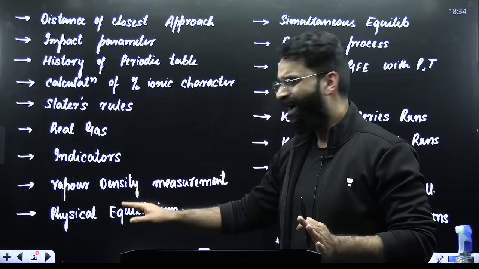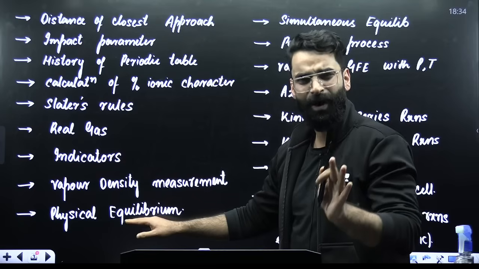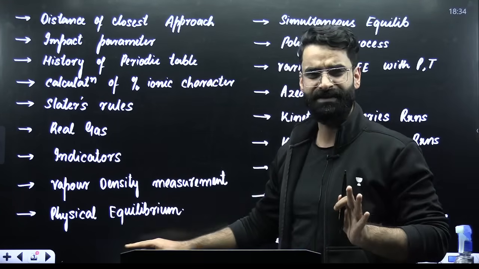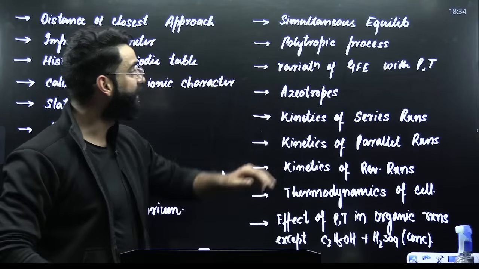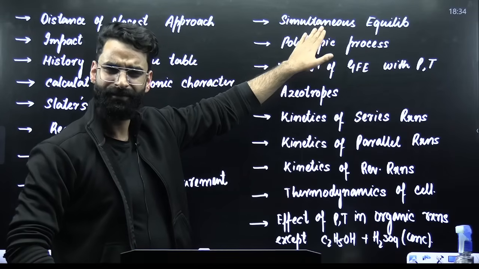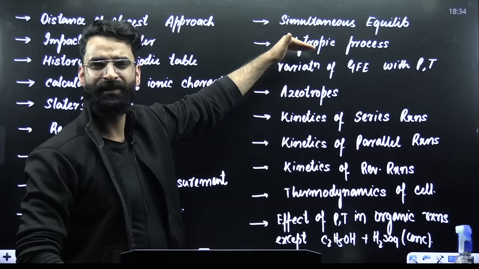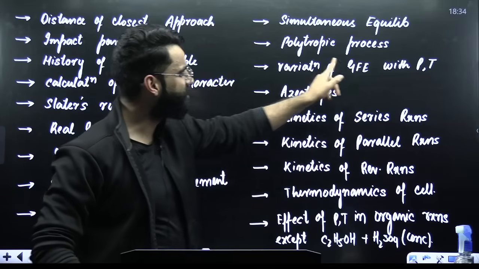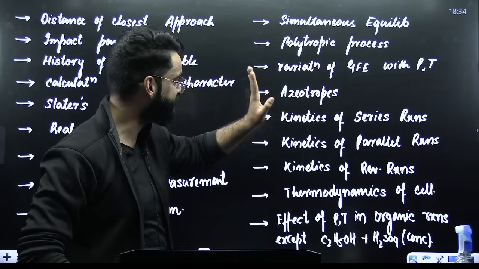Physical equilibrium, asked very less in the examination. So again, just read it thoroughly. That's more than sufficient. Do not go into the depth of it. Similarly, simultaneous equilibrium, right? Prioritize less. Polytropic process, when it comes to thermodynamics, prioritize less. Variation of Gibbs free energy with pressure temperature, prioritize less.